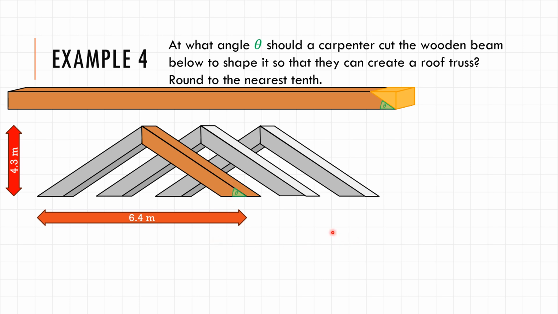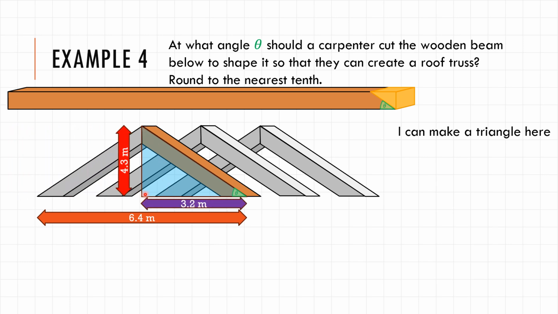So what I can do is I can make a triangle here. I can make a triangle going from here down here, and then all the way across to here. And I know the measurements of this triangle, right? I know that the height of this triangle is 4.3, and the width is, notice this roof is split into half. So if the full roof is 6.4 meters wide, half of it will be 3.2 meters, just divided by 2. And now that I know the side lengths of this triangle, I can use them, or the ratio between them, to find out what is this angle.